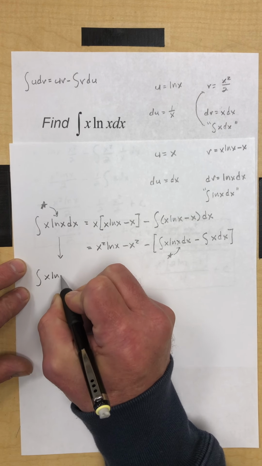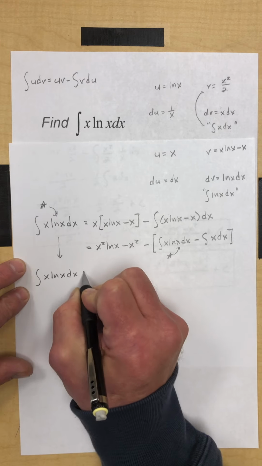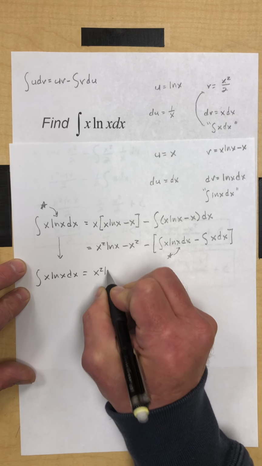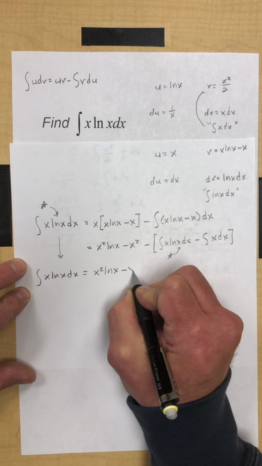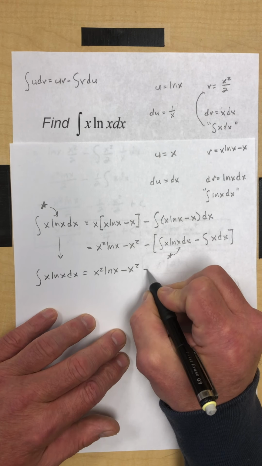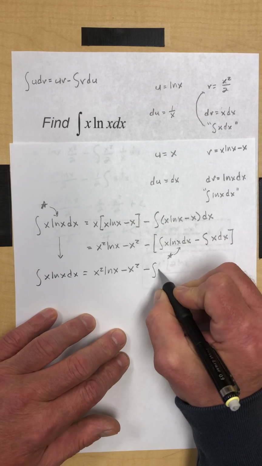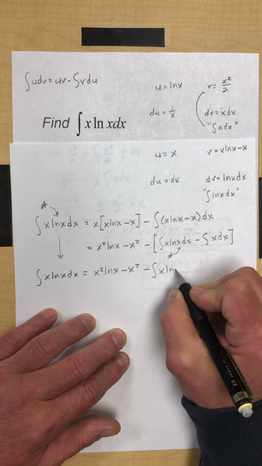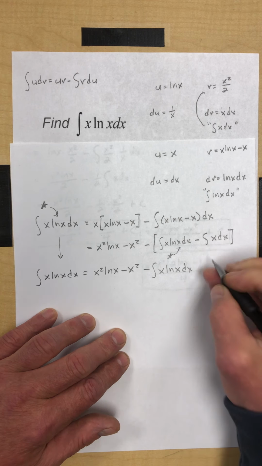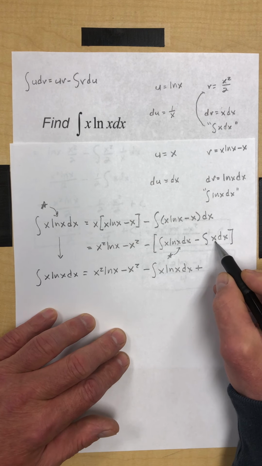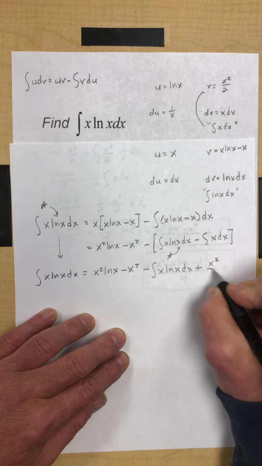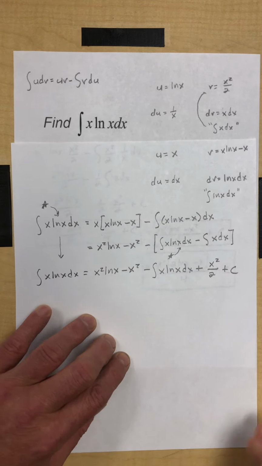So let me bring this guy down. The integral of x natural log of x dx equals, there's not really anything I can do here, x squared natural log of x minus x squared, minus this guy, and again, I'm not going to do anything to him yet, and I'll show you how I'm going to deal with it. But notice minus this, that would be plus, and when I integrate x dx, I get x squared over 2. So it'd be x squared over 2 plus c.